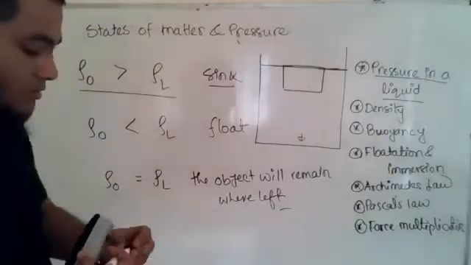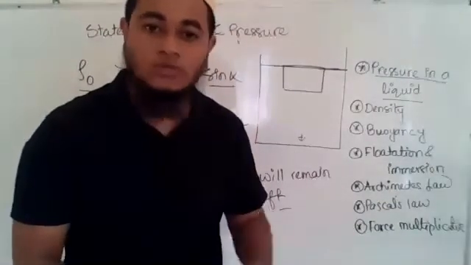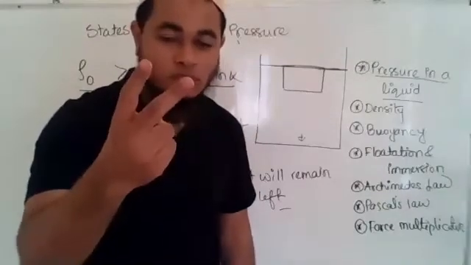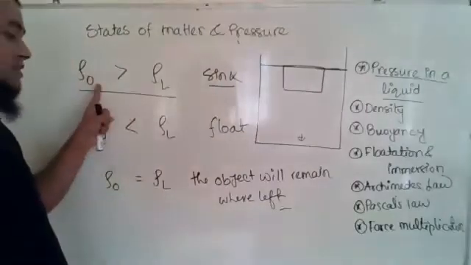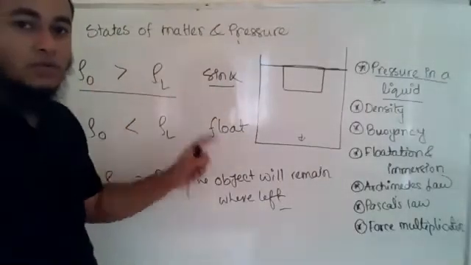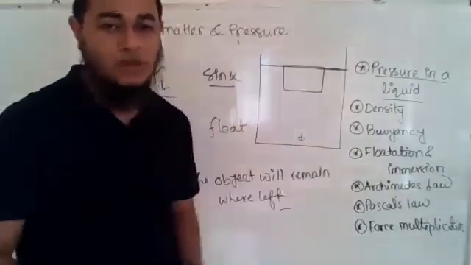So whenever in a question you are asked to check whether the body will sink or float, you need to calculate two things. Two values you should be looking for. Number one, the density of the object. Second, the density of the liquid. Then compare them and decide whether it will sink, float, or stay wherever it is.